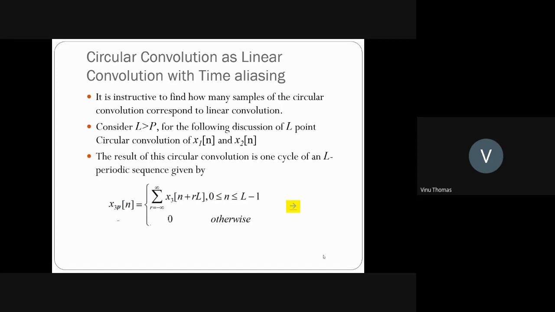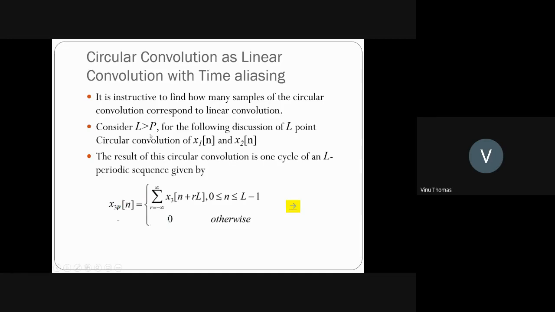So it is instructive to find out how many samples of the result of the circular convolution correspond to the same values as those of the linear convolution. Suppose we had done a 6-point circular convolution; we found that the first 5 samples were incorrect and the 6th sample was the same as that of the linear convolution. Now let us consider L, the length of the signal, to be greater than P, the length of the second signal. Normally, instead of a second signal, we will be looking at a filter.